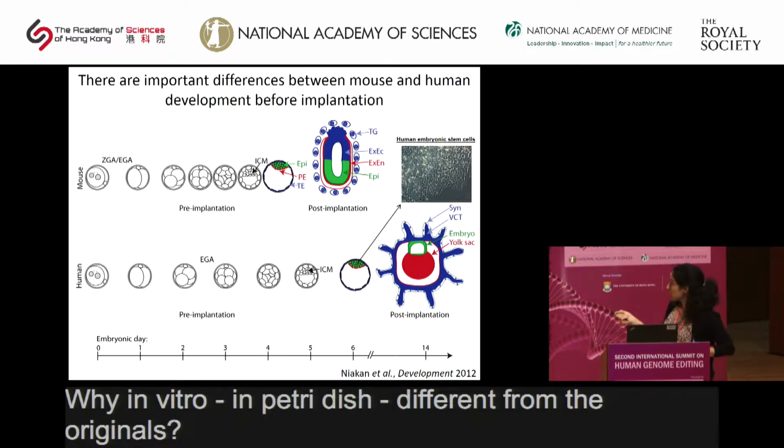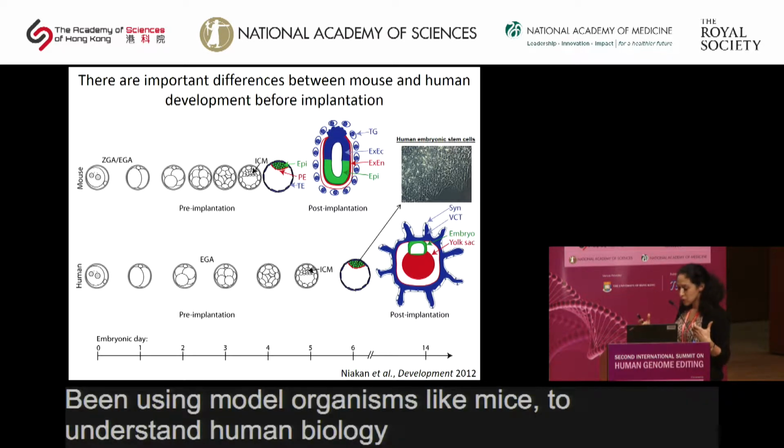The other reason I'm showing this slide is also to highlight that we and many others for a number of years have been using model organisms like rodents, the mouse, to understand human biology, and that's because at these early pre-implantation stages that we focus on, the gross morphology of the embryos is quite similar, but we know that there are important distinctions between our species. And one example is the timing of when there's active transcription of the genome, which occurs much earlier in the mouse compared to the human.